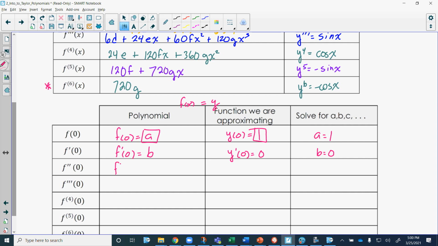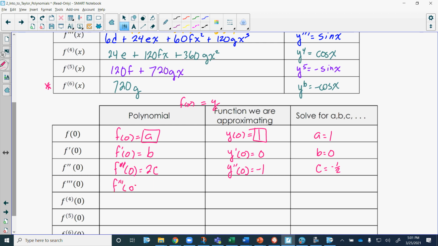The second derivative at 0 in this case will be 2c, and the second derivative of y at 0 in this case is negative 1. So since 2c is equal to negative 1, again, c itself is equal to negative 1/2. Keep going.